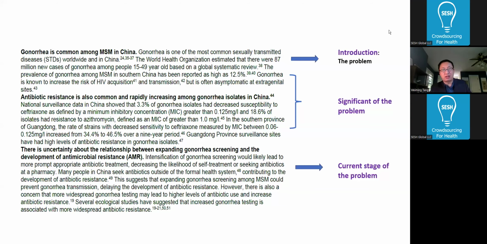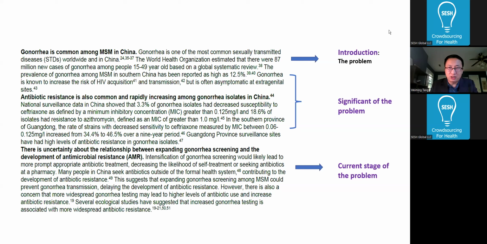This is an example of a large application. It only has 5 to 6 paragraphs, about 1 page, but each paragraph has a different and very clear purpose. For example, for the first paragraph, this grant is for using a pay-it-forward strategy to promote gonorrhea testing and reduce antibiotic resistance in China.